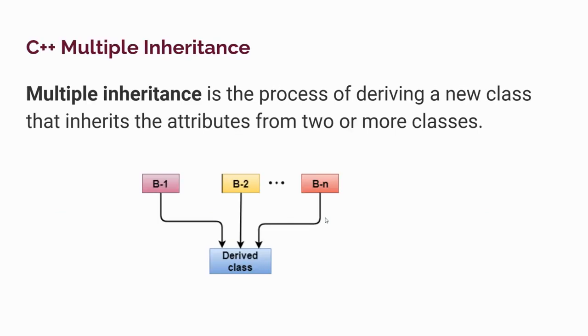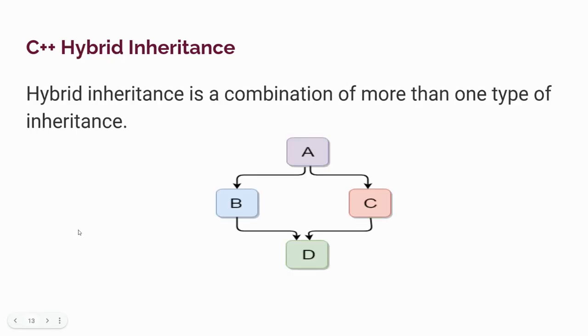Next one, multiple inheritance. Multiple inheritance is the process of deriving a new class that inherits the attributes from two or more classes. Means some attributes from class B1, some attributes from class B2, and so on, some attributes from class Bn. We are getting one derived class. This is multiple inheritance.